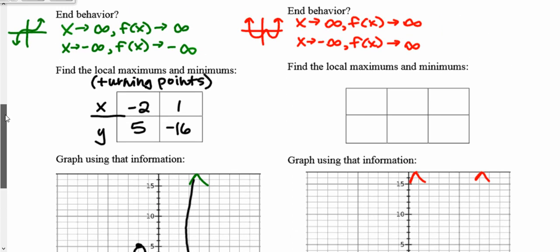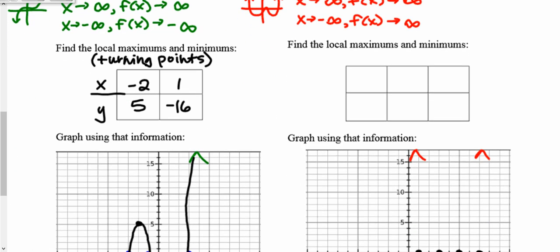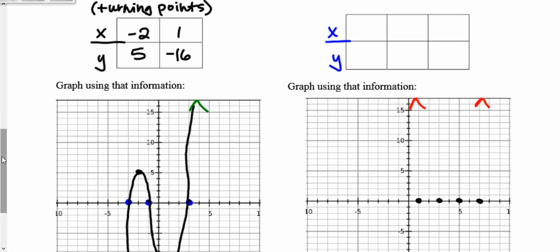All right. Last thing that we have to do is go ahead and find your local max and min, so your turning points. This time, because it's a degree 4 quartic, you're going to have 3 of them. And so let's take a look at what the x values are in between your 4 x-intercepts. So in between 1 and 3 is 2. In between 3 and 5 is 4. And in between 5 and 7 is 6. So that's how you pick the x values.